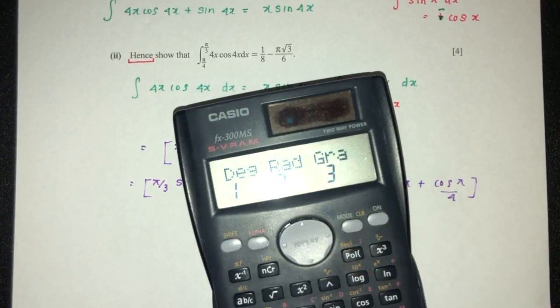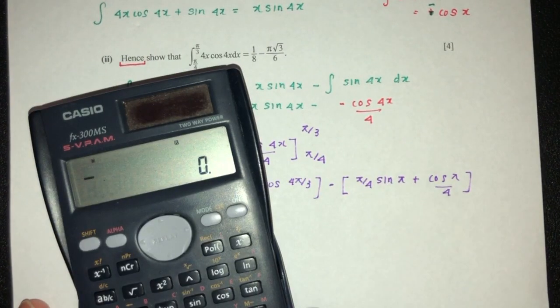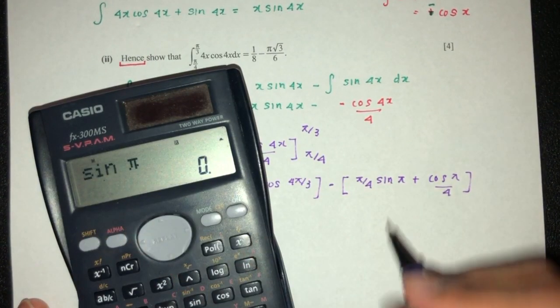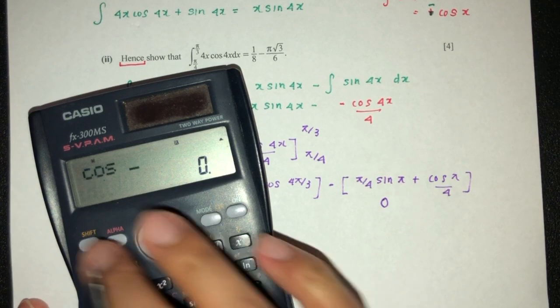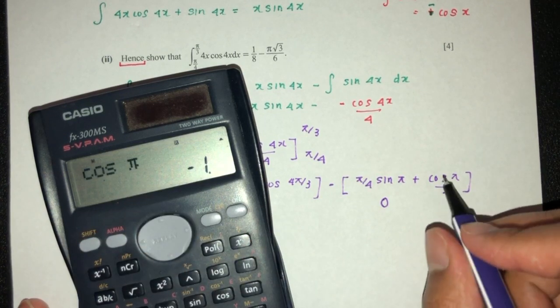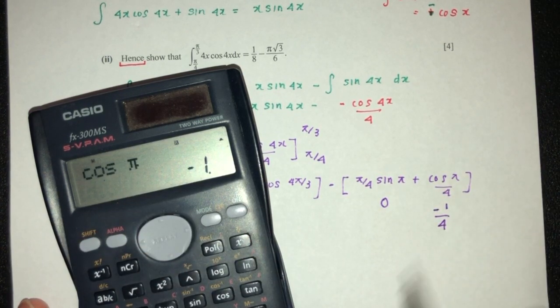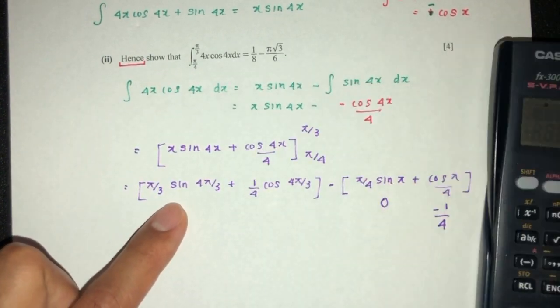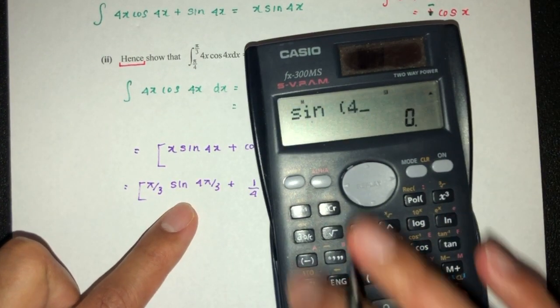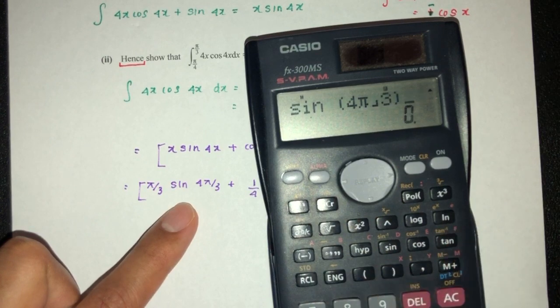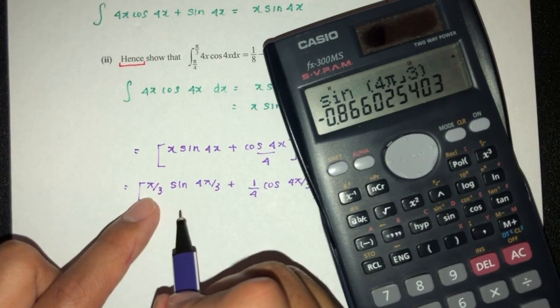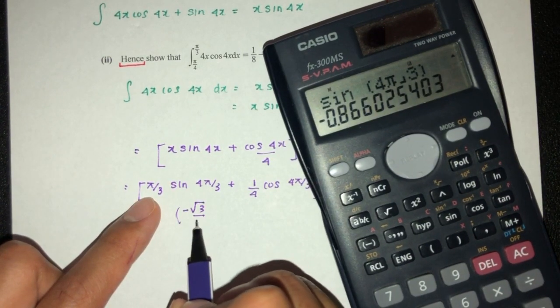Here we have to use radians obviously. So what is this one? Sine of pi will be 0. Cos of pi will be minus 1. That will be minus 1 over 4. Now this one, what do we have here? So sine of 4 pi over 3, that will be this value. So it is simply minus root 3 over 2.